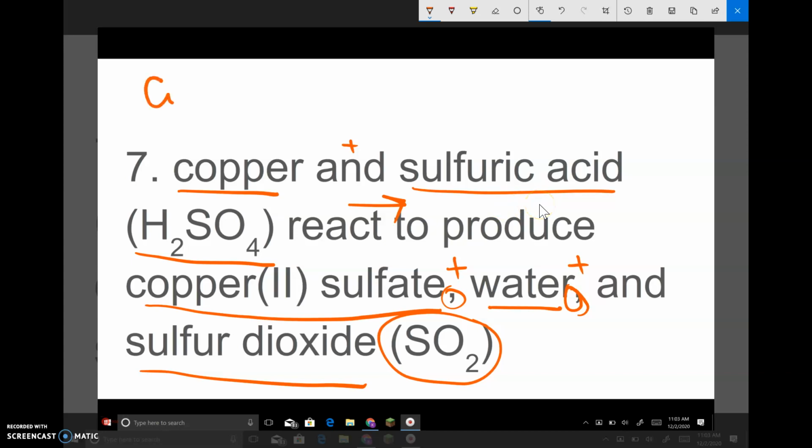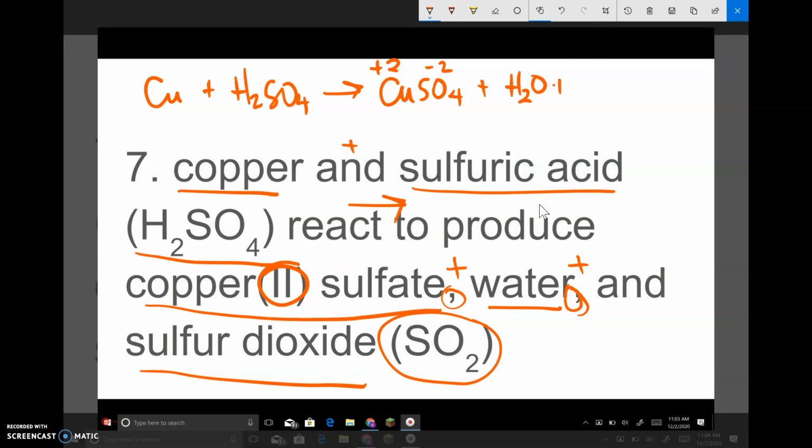So copper is Cu. It's not a diatomic molecule, so we just leave it alone. Plus sulfuric acid, which is H2SO4. And that reacts to produce copper 2 sulfate. So copper, remember that Roman numeral means that it is the charge of copper, so plus 2. Sulfate's a polyatomic ion, so it's SO4 with a negative 2 charge. Plus water, plus sulfur dioxide. Okay, and then those charges cancel up there on the copper 2 sulfate.